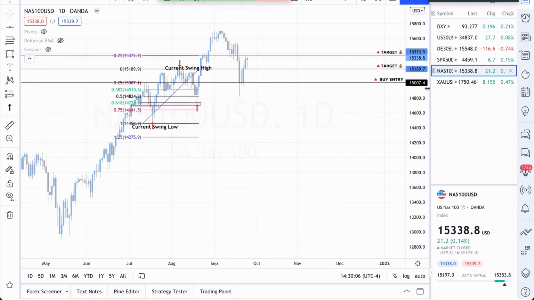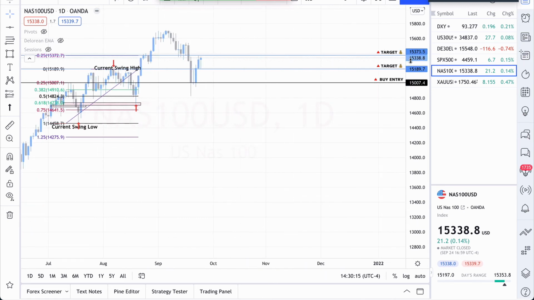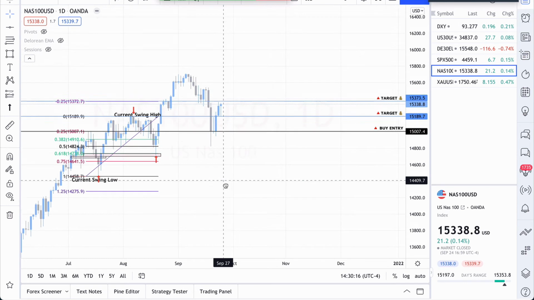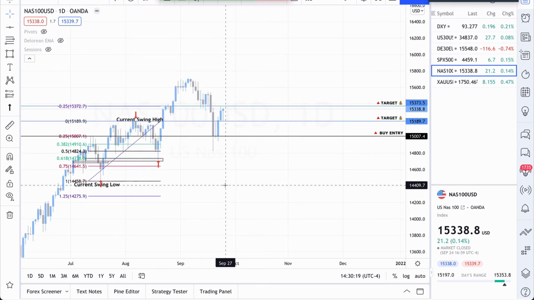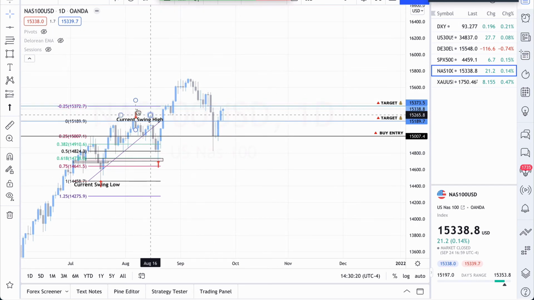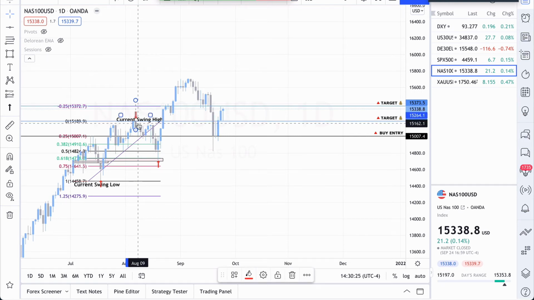Nas is similar. See, I already had it marked from, there's my entry right here. And I like the push up because for my head and shoulders traders, it already violated the left shoulder.